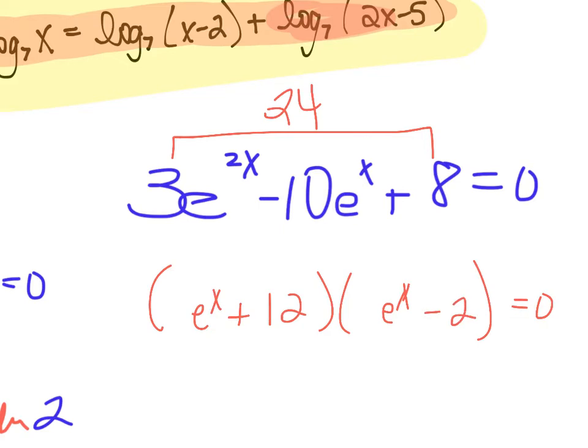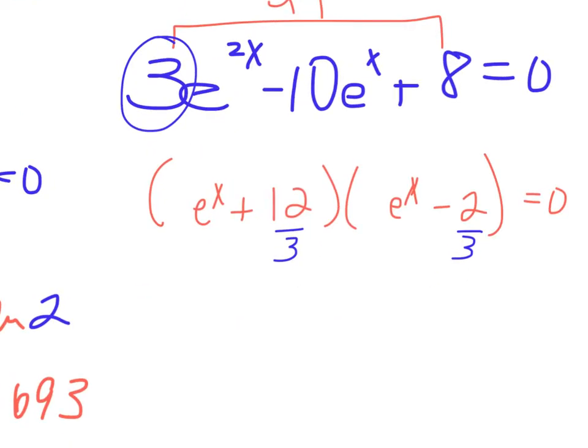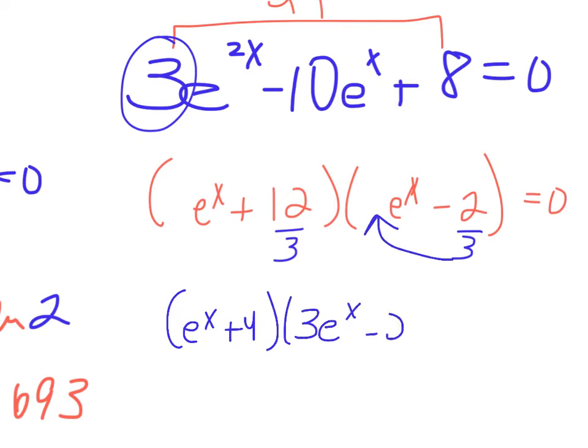Now, I don't know how you guys were taught to factor when a is not 1. This is what I do. This is my a term of 3. I'm going to put it underneath both of these. Does 12 divide by 3? Yes, so this parenthesis becomes e to the x plus 4. Does 2 divide by 3? No. So then this 3 becomes my coefficient. I have 3e to the x minus 2.